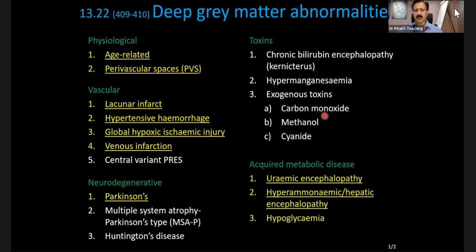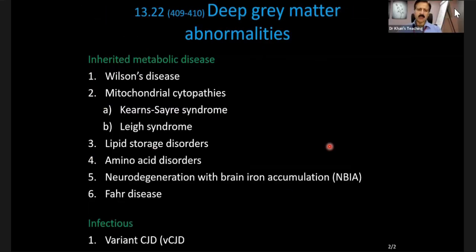Toxins are very important. They will be non-specific findings, but include carbon monoxide, methanol, cyanide. I've also seen it with what we call antifreeze. And then metabolic disorders. Metabolic disorders can be inherited. Nobody is going to ask you all of this pediatric world in the 2B exam. Wilson's disease should be in your mind. The case which I have shown you is Wilson's disease.